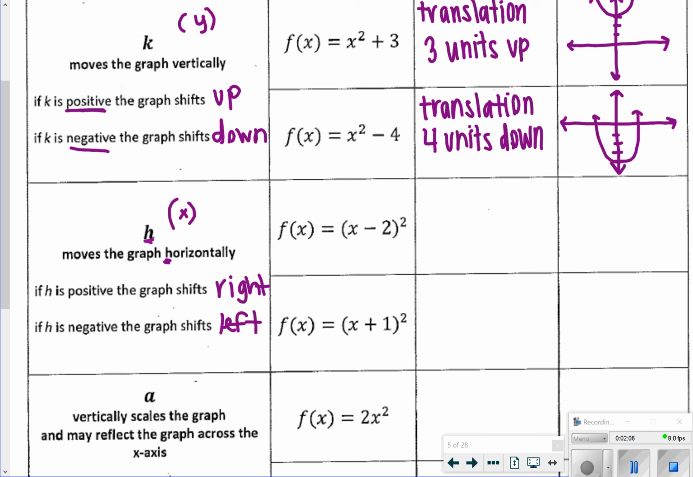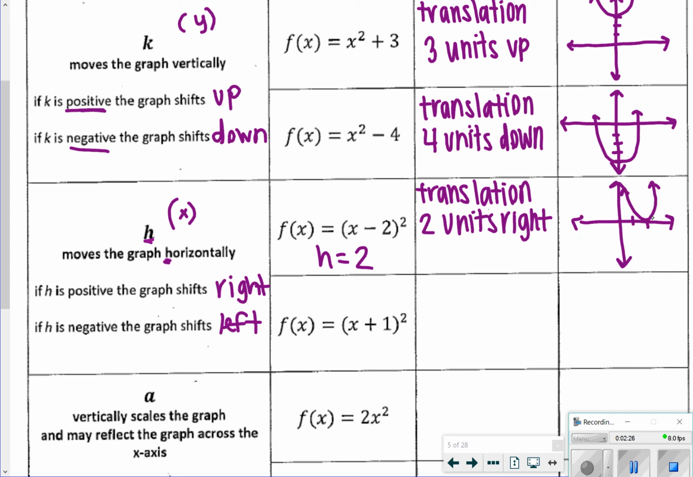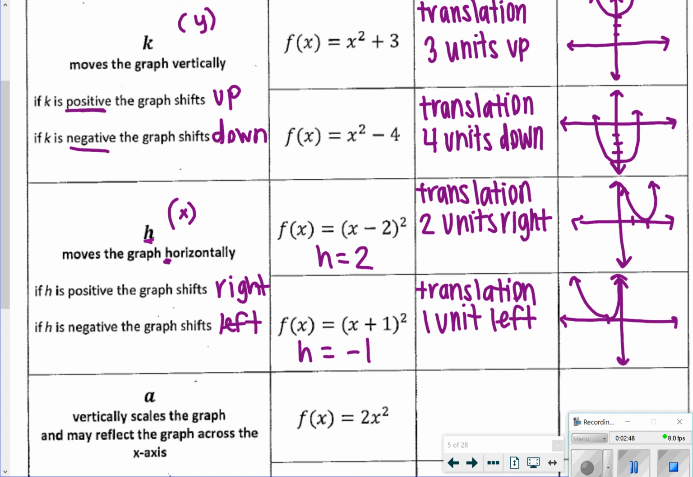So in the first example, when we have f of x is equal to x minus 2 squared, that actually means that h is equal to 2. Remember, we're trying to plug in what minus 2 would get us back to 0, and that's a positive 2. So that's going to translate us 2 units to the right. So your parent function has just scooted 2 units to the right on your graph. For the next one though, h would be equal to negative 1 because we're thinking what plus 1 would get us back to 0. Since h is negative 1, we are going to translate 1 unit to the left. So this is what that looks like on the graph. So we'll scoot it over just 1.